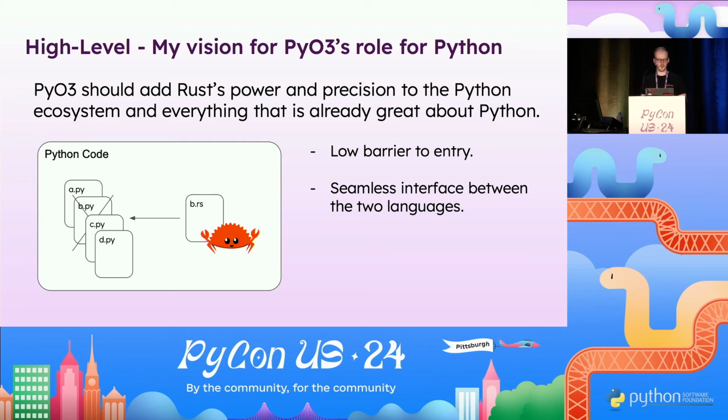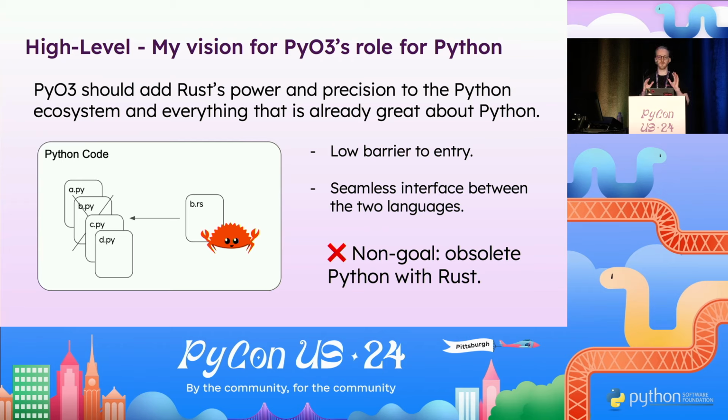I want to call out an explicit non-goal. I don't want to replace Python with Rust. I love both of these languages, and there's so much for the combination.